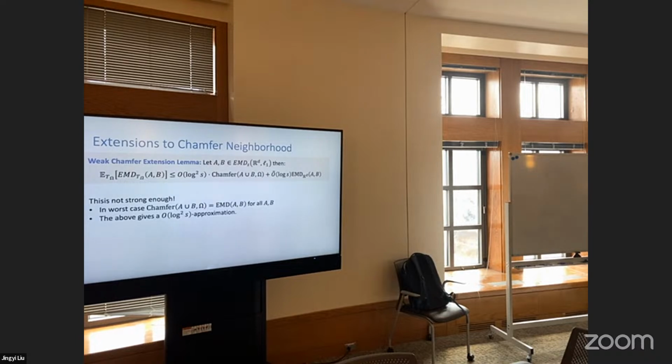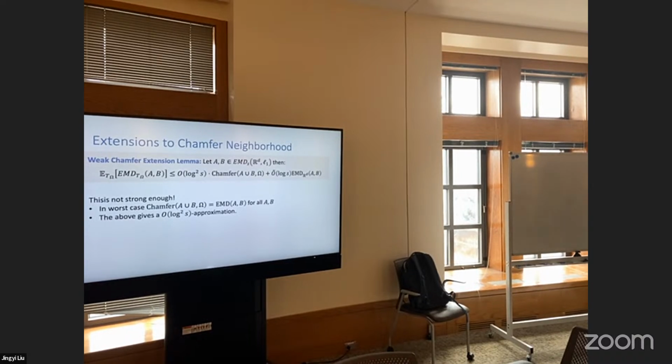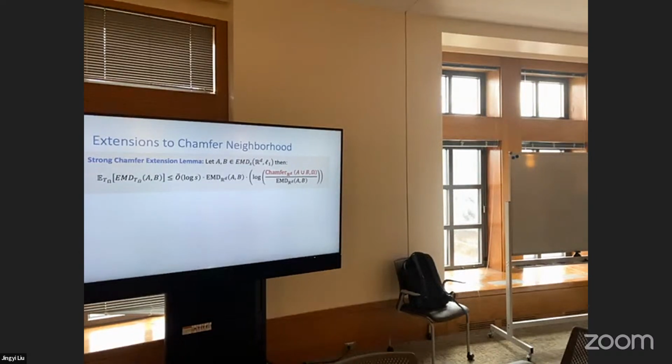So what we really need to do is get a neighborhood extension where our approximation holds for points who are further away from the sample than they are to each other. A and B who are close to each other and a little bit further away from the sample. And that's what we're going to prove in this so-called strong chamfer extension lemma. So this lemma is the main meat of the paper.